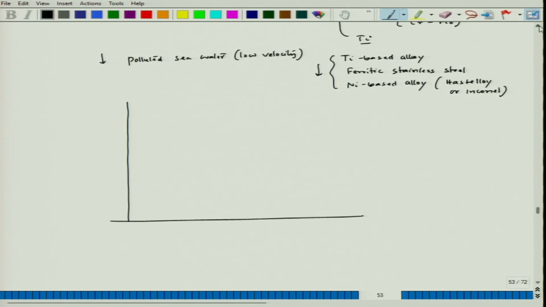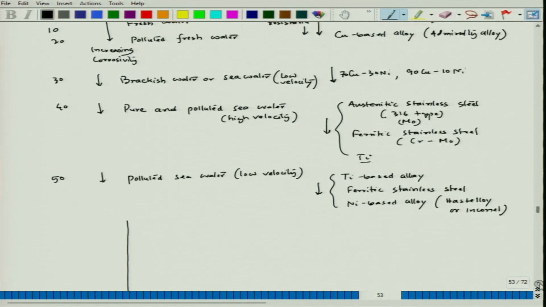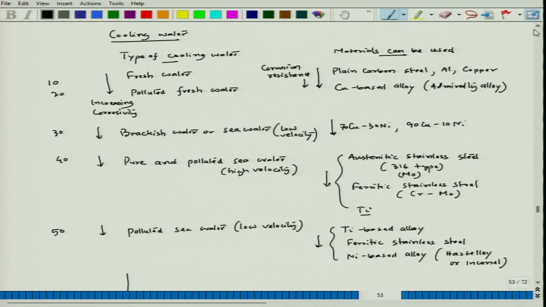Again, as we see, from fresh water to polluted seawater, high velocity, low velocity, I can mark them with some random numbers: 10, 20, 30, 40, 50. And the corrosion resistance I can also mark with some random numbers. Let us say for this one I can even put the number 2.